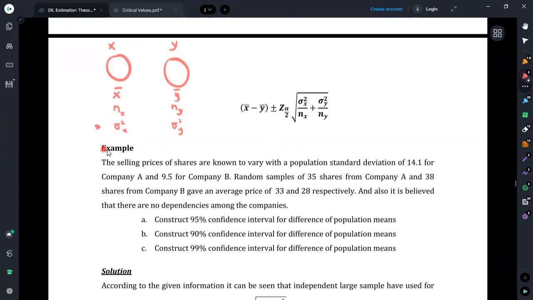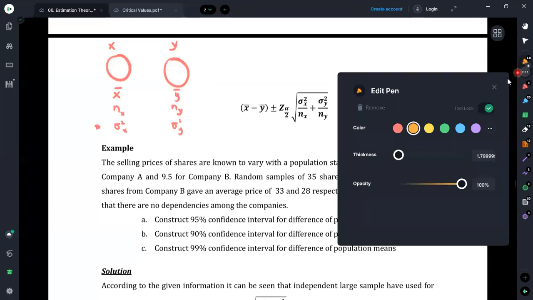Okay, now if you move to the example, the selling prices of shares are known to vary with population standard deviations of 14.14 for company A and 9.54 for company B. Random samples of 35 shares from company A and 38 shares from company B gave average prices of 33 and 28 respectively. And also it is believed that there are no dependencies among the companies.